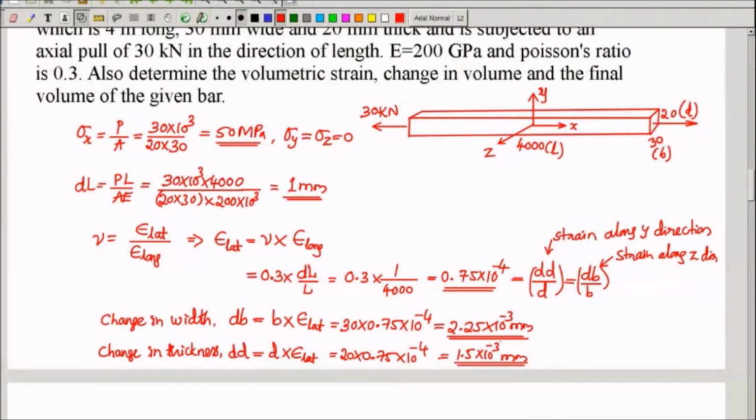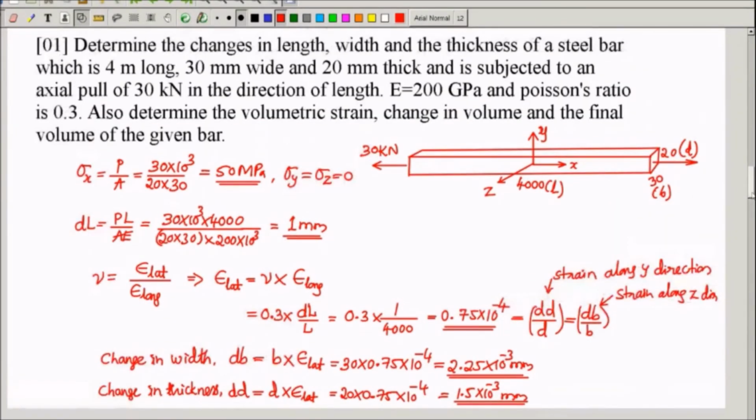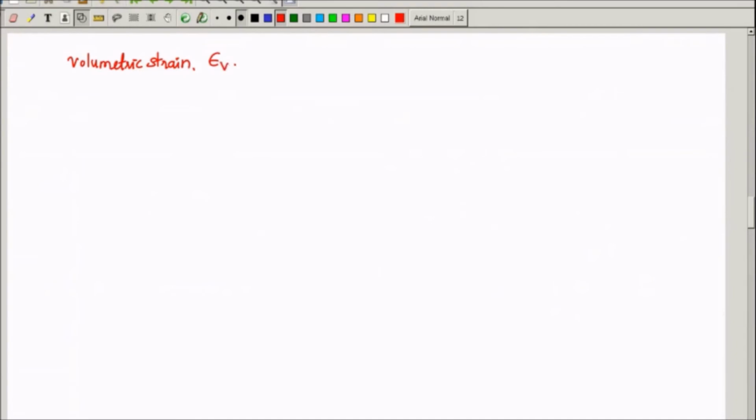So we are able to find out what is the change in length, what is the change in width, and what is the change in thickness. Also determine volumetric strain, change in volume, and the final volume. Means we have to find out epsilon V, delta V, and V final. And the volumetric strain expression we already know. Epsilon V is what? (1 minus 2 nu) divided by E into (sigma x plus sigma y plus sigma z).